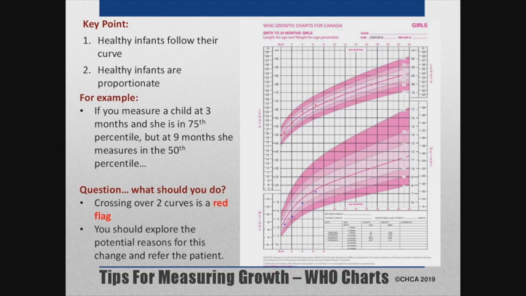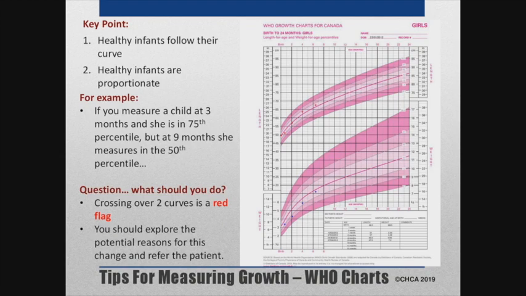For example, if you have a child that's at their 3-month visit and they're measuring in the 75th percentile, but at the 9-month visit they drop to the 50th percentile, you're wondering what's going on there. You'll want to expand a little bit more on your history taking to see if there's been any changes in intake or output, as far as what foods are being provided, or formula or breastfeeding is being done, how often and how much.